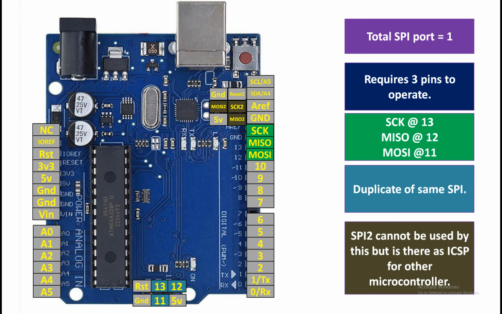Now guys, the next thing is your second SPI. This is for ICSP purpose for other older versions of ATmega microcontrollers. So you will not be able to program them using this ATmega. They will be used for other purposes. So just forget them. For now, to utilize the capability of the ATmega328P, we do not need them, neither can we use them. So you have only one SPI.